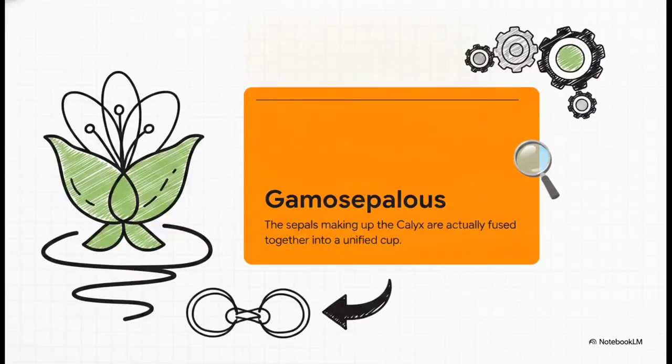On the flip side, we've got gomosepalous. This is the condition where those sepals making up the calyx are actually fused together. They form a single, unified cup or tube right at the base of the flower. You literally couldn't pull just one off without tearing the whole structure apart. So, for gomosepalous, lock in the keyword fused.